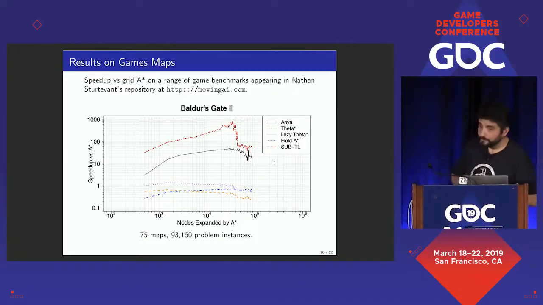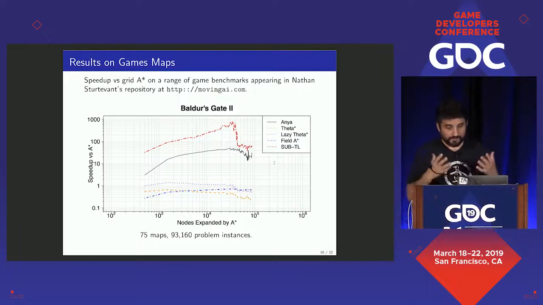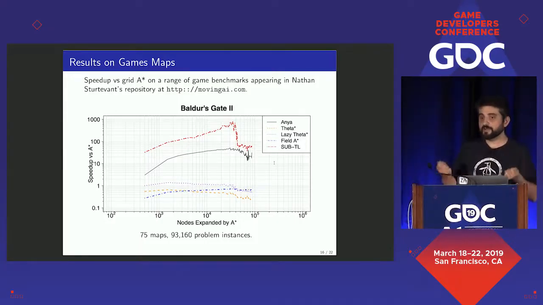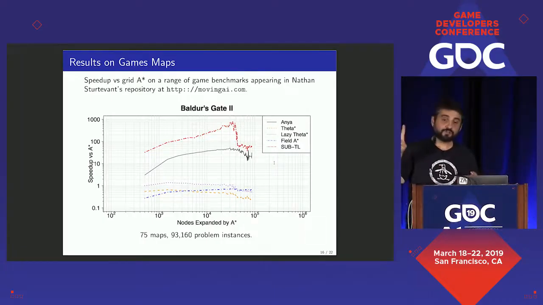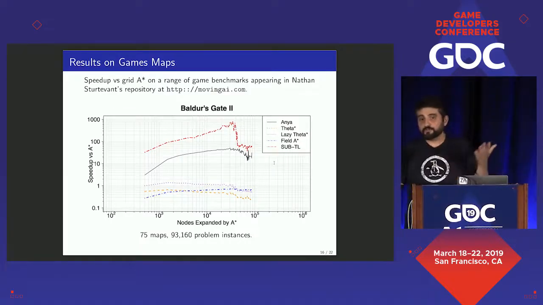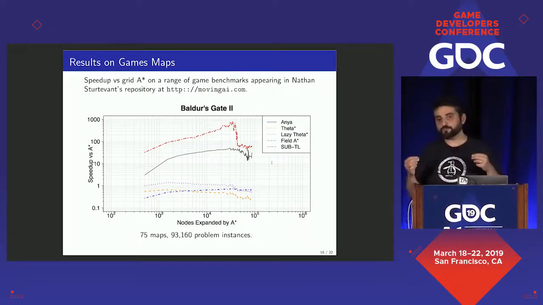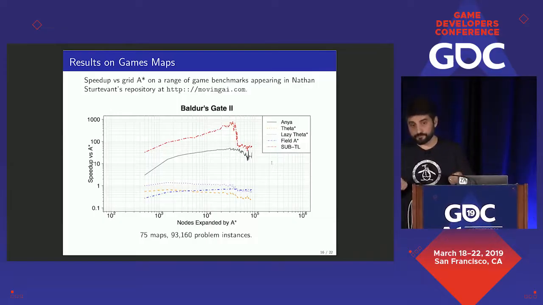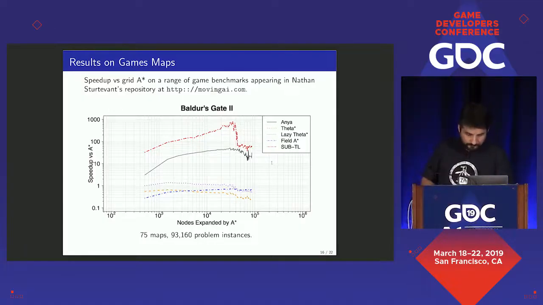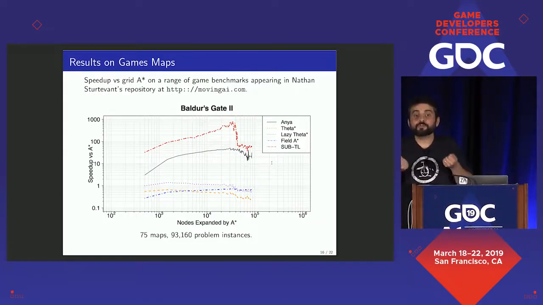This is a kind of complicated graph. I cribbed it directly from said journal paper, so let me try and unpack it a little bit. The black line that you see here is Anya. What we're interested in is making comparisons with existing any-angle techniques. There are two classes of techniques, and all of these comparisons are apples to oranges because there is no other algorithm that has all the same properties as Anya. What we're measuring is how fast all of these algorithms go relative to grid A star. So speed up, higher is better, and on the y-axis we have a log scale. On the x-axis, we order all of the problem instances by node expansions performed by grid A star. The more node expansions, the harder we consider a problem, so the further to the right, the harder the problem.